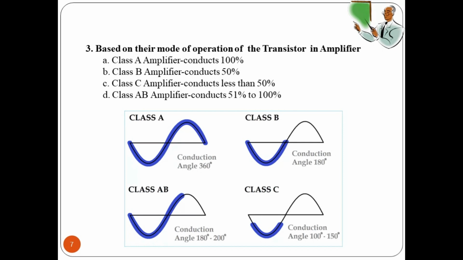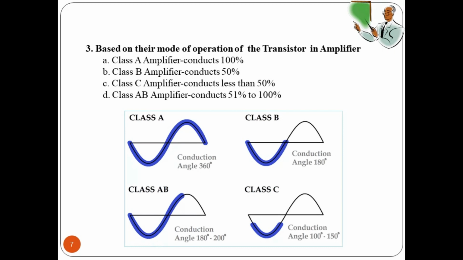The biasing conditions in a Class B power amplifier are such that the collector current flows for half cycle of the input AC signal applied. The amplifier device remains active for half cycle of the input signal. The biasing conditions in a Class C power amplifier are such that the collector current flows for less than half cycle of the input AC signal applied. The amplifier device remains active for less than half cycle of the input signal.